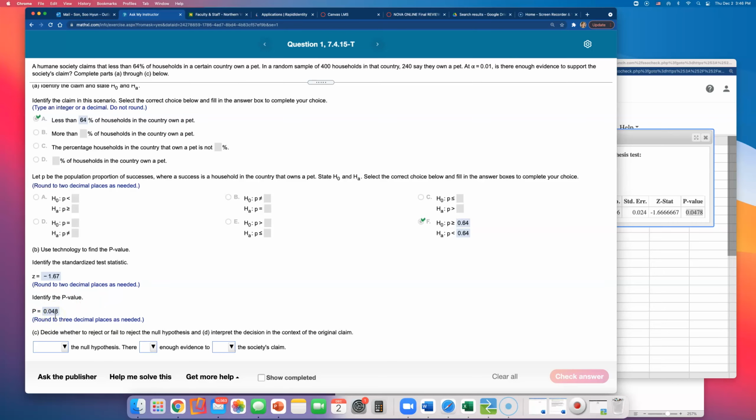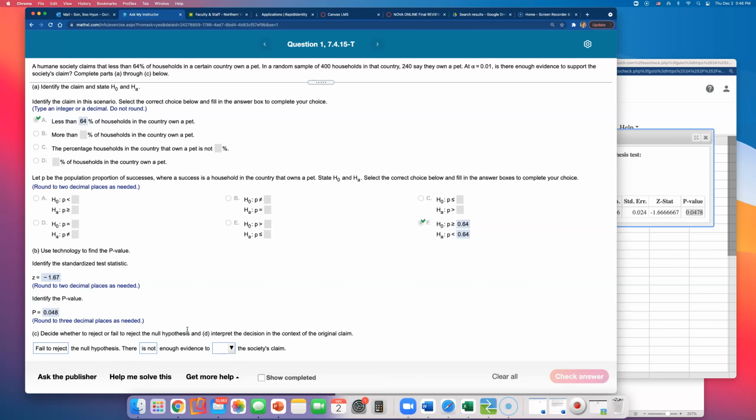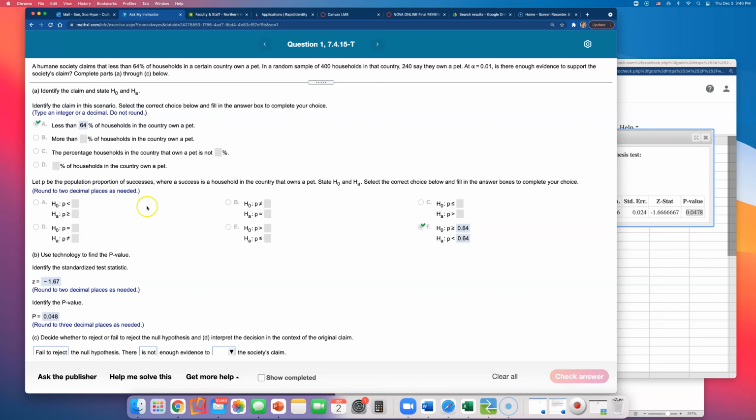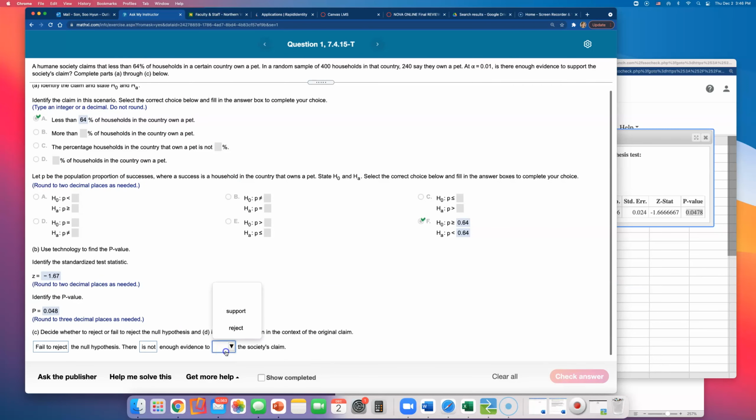So we have to say we failed to reject because the alpha that we were comparing to was 0.01. We're going to have to say that we failed to reject because the p-value came out to be greater than the alpha level. We have to say we failed to reject the null hypothesis. There's not enough evidence to. And what was the claim being made? Their claim was the alternative. So I'm going to have to say there's not enough evidence to support the society's claim.